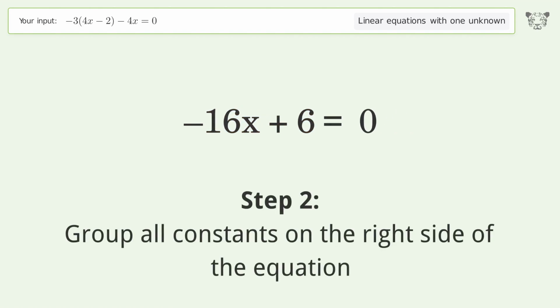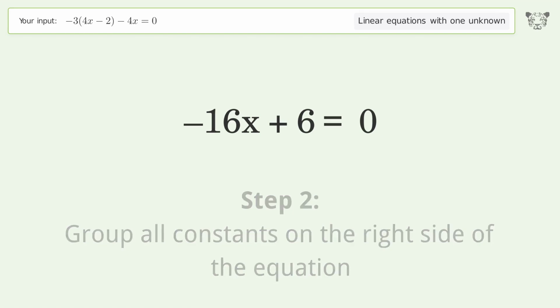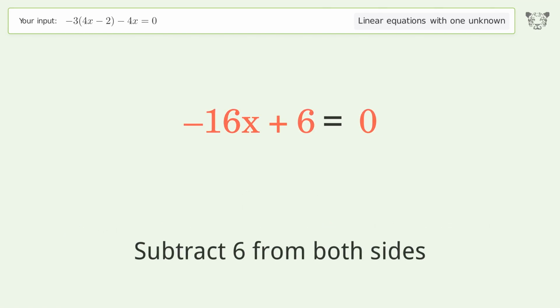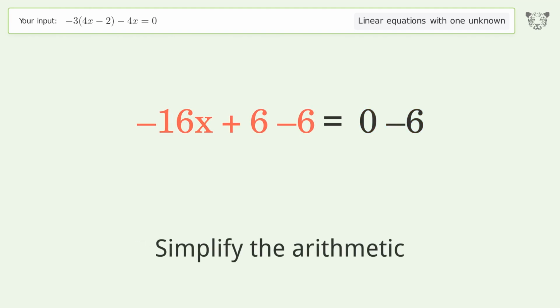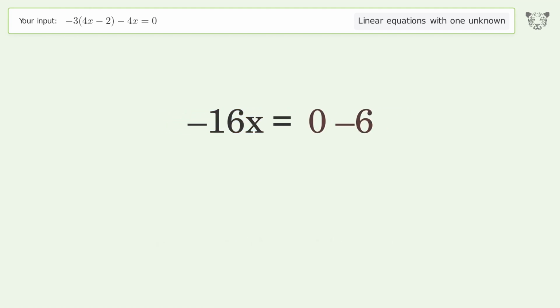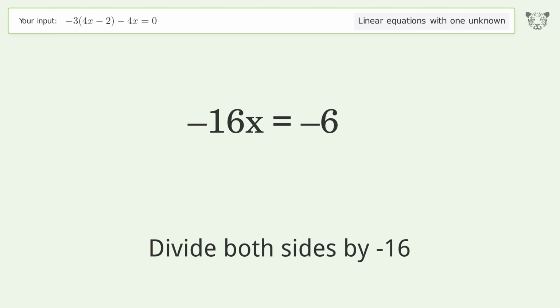Group all constants on the right side of the equation. Subtract 6 from both sides. Simplify the arithmetic. Isolate the x. Divide both sides by -16.